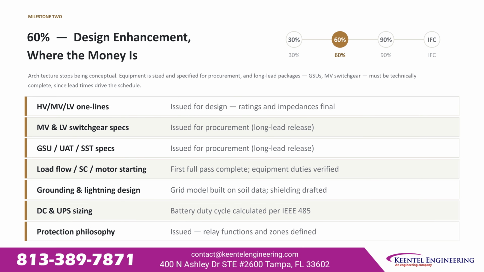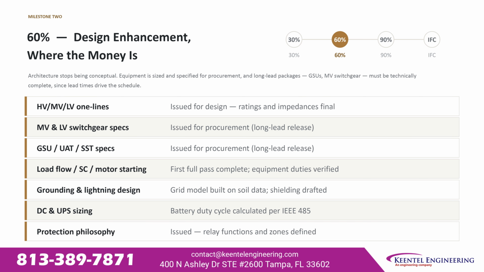At 60%, the architecture stops being conceptual. Equipment is sized and specified for procurement. Long lead packages must be technically complete because lead times drive the schedule. HV, MV, and LV one-lines are issued for design with ratings and impedances final. Medium and low voltage switchgear specifications go out for long lead procurement. GSU, UAT, and SST specifications follow.